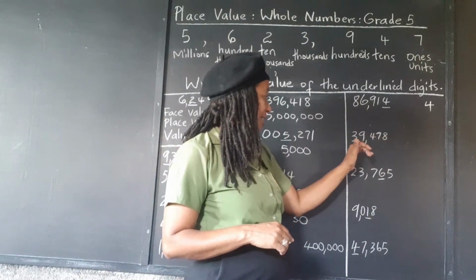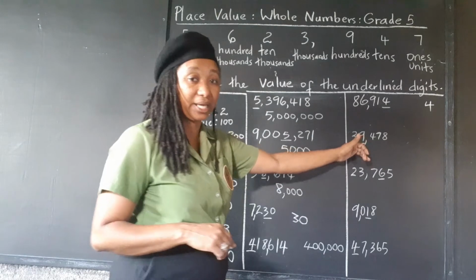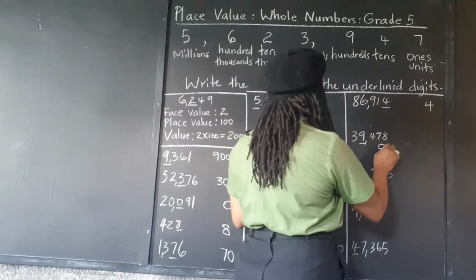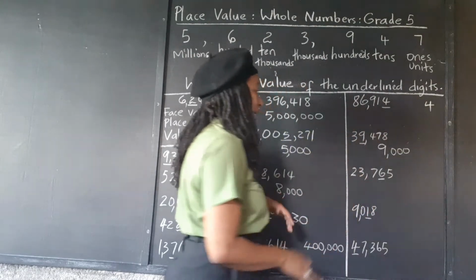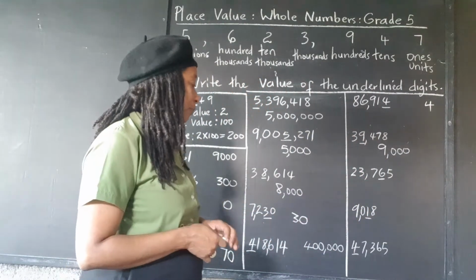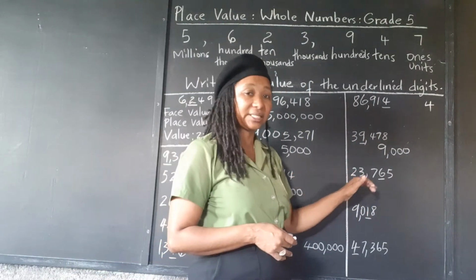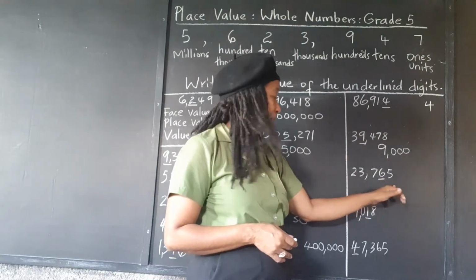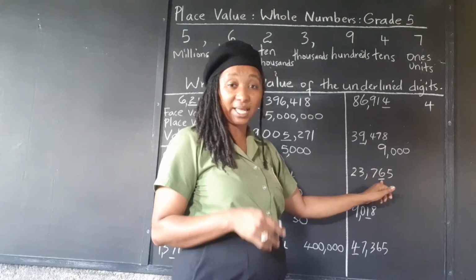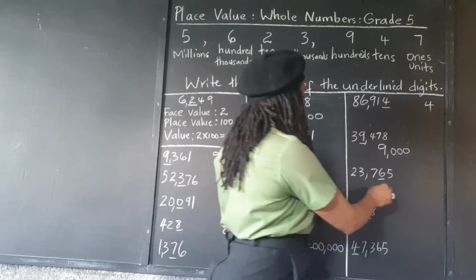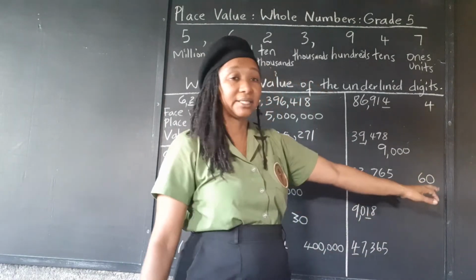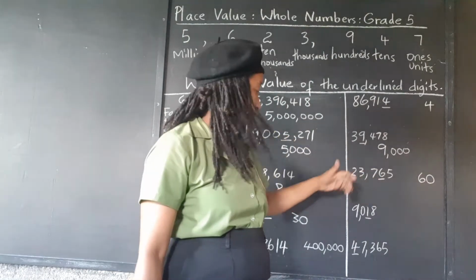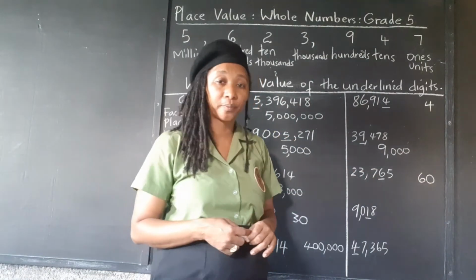39,478. This is in the thousands place. 9 times 1,000. So the value of that 9 in this number is 9,000. 23,765. The 6 is in the tens place. 6 times 10, that's 60. The value of this 6 is 60 in this number. Alright, 2 to go.